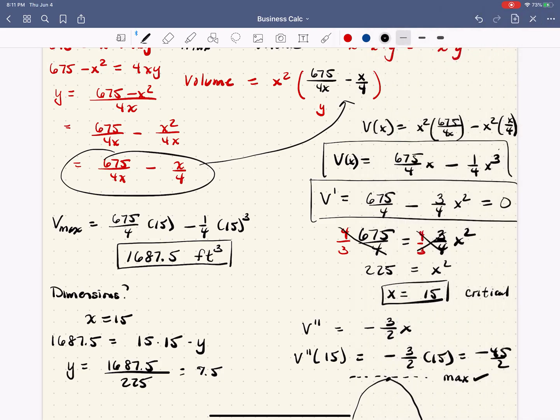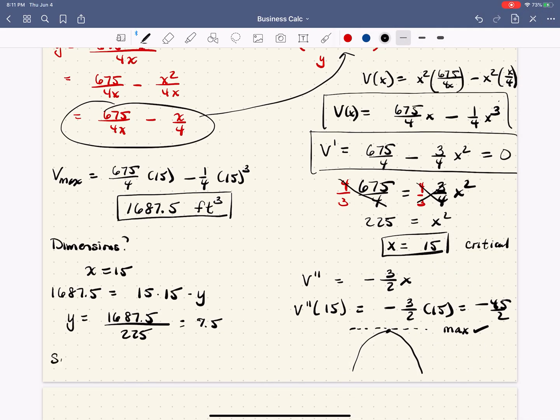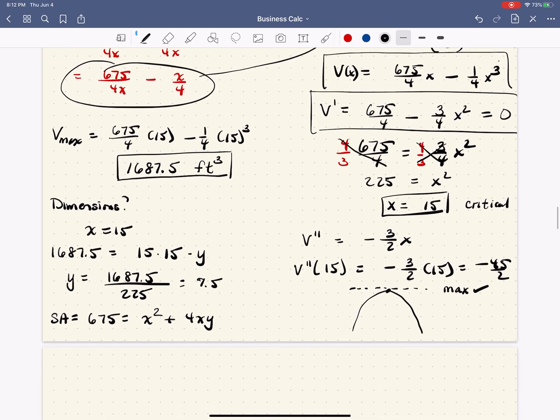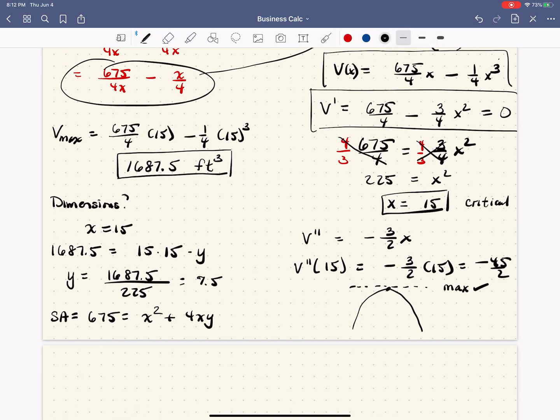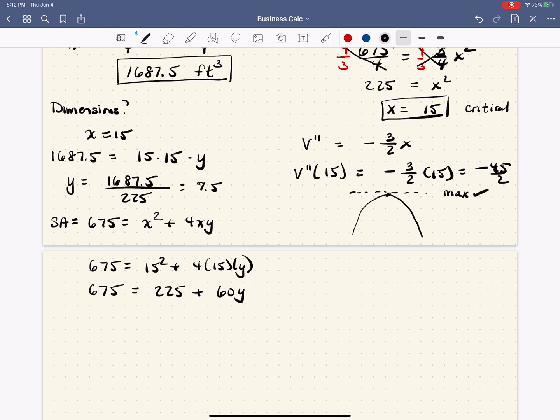You could also take the constraint equation. We know that the constraint equation was the surface area, which was 675, is x squared plus 4xy. But we also know that x was 15. So 675 equals 15 squared plus 4 times 15 times y. And then if we solve that for y, well, let's see, subtract 225 from both sides, we get 450. And divide both sides by 60, yes, we do get 7.5.